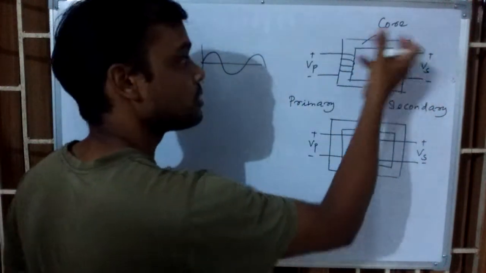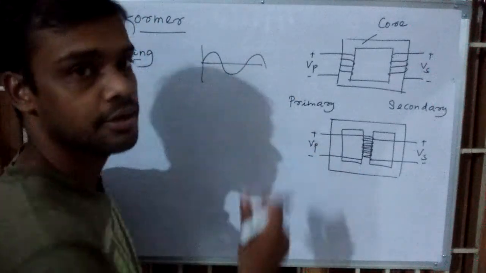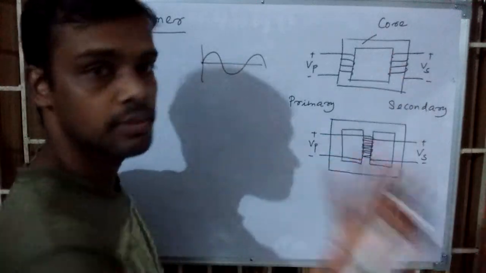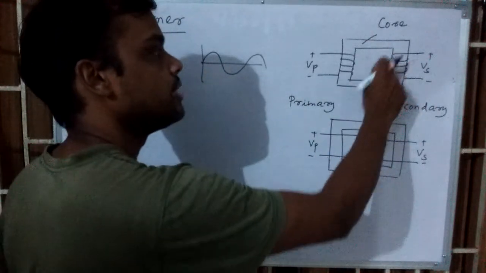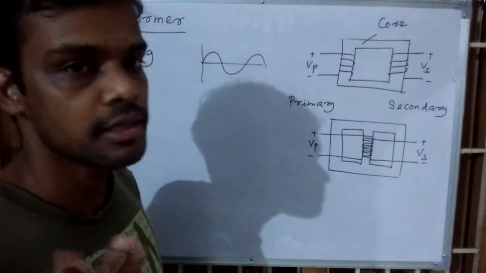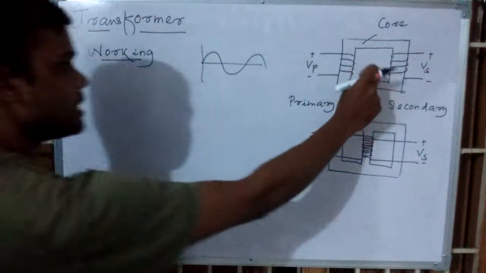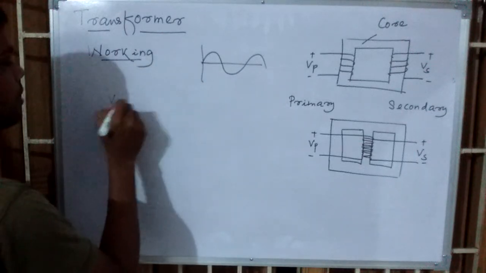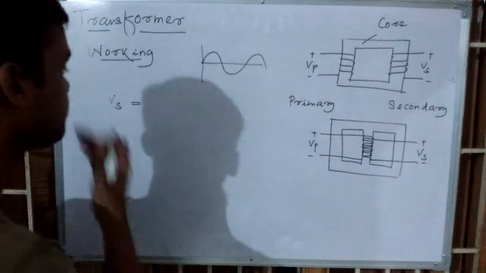Now the question is whether that magnetic field is changing or not. Of course changing, because this is sinusoidal current. If this is sinusoidal current, the magnetic field linking to this coil will be changing. That means there will be an EMF induced in the secondary coil. Very simple principle, Faraday's law. So what will be the EMF induced in the secondary coil? That is of course Vs. Vs is the EMF induced in the secondary coil.